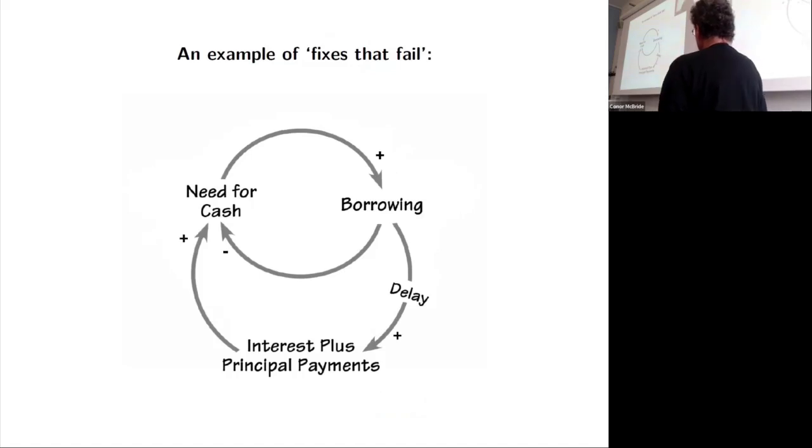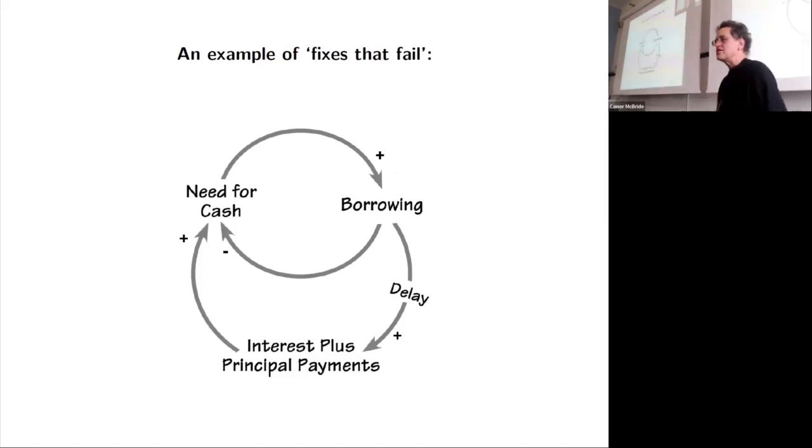So if you need cash, you can solve that problem in the short term by borrowing. That will reduce your need for cash. But then there's a delayed effect, which is you have to pay payments with interest, and that may increase your need for cash. So probably half the people in the world, at least, probably I should say like 80% of the people in the world, their life is sort of heavily influenced by this particular system archetype.